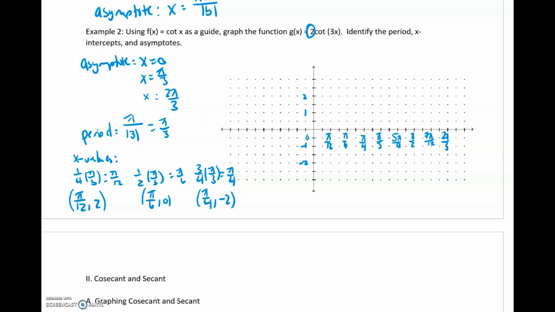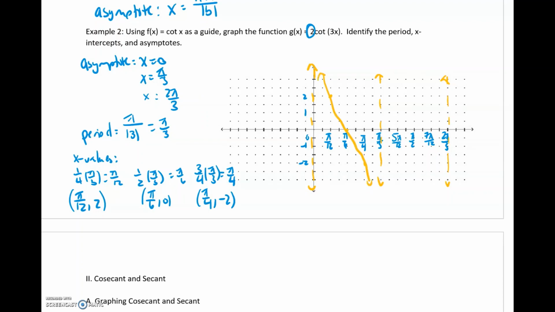So let's go ahead and draw in my asymptotes. My asymptotes are going to be here at x equals 0, x equals pi over 3, and x equals 2 pi over 3. And we can see they should be evenly spaced out because it's one full period, one full cycle, should have the same number of little tick marks there on the x-axis. And then I can go ahead and graph my points. So pi over 12 and 2, pi over 6 and 0, pi over 4 and negative 2. And there's my first curve, right?